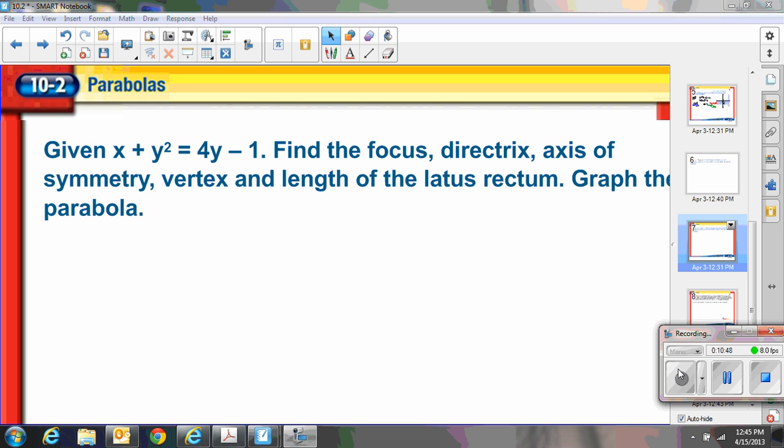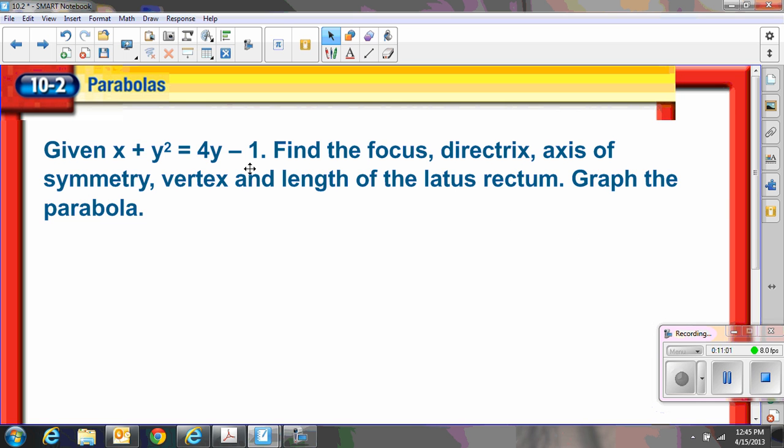Okay, let's try one more here. Given x plus y squared equals 4y minus 1, I want to find the focus, directrix, axis of symmetry, vertex, and length of the latus rectum, and then graph the parabola.